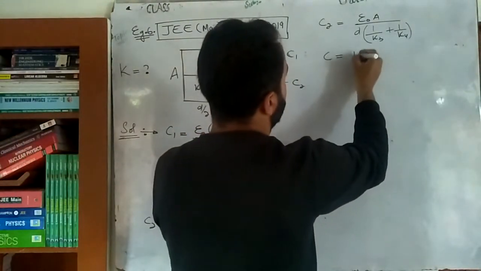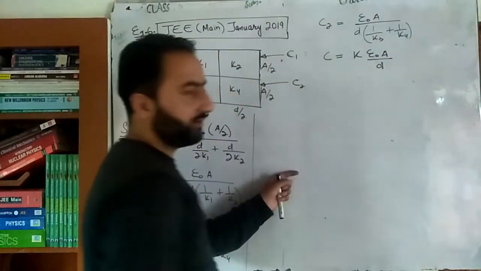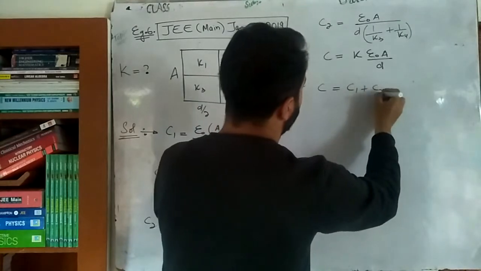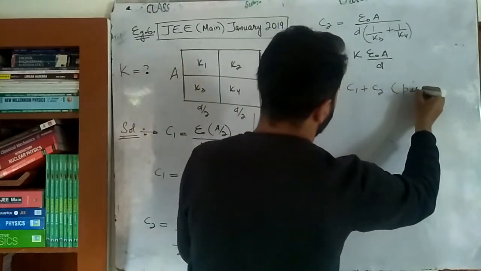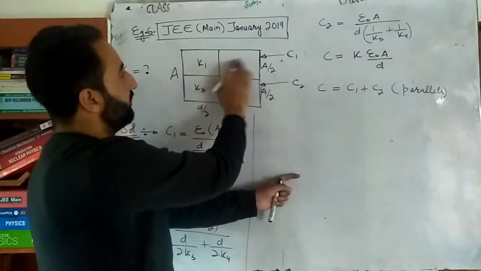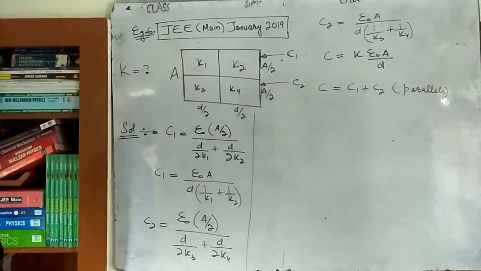Now the equivalent capacitance C will obviously be equal to, in terms of the dielectric constant, K into epsilon naught A divided by D. Okay? Then I will write here C is equal to C1 plus C2, because they are connected in parallel. So this whole dielectric and this whole dielectric are connected in parallel. So C will be equal to C1 plus C2.